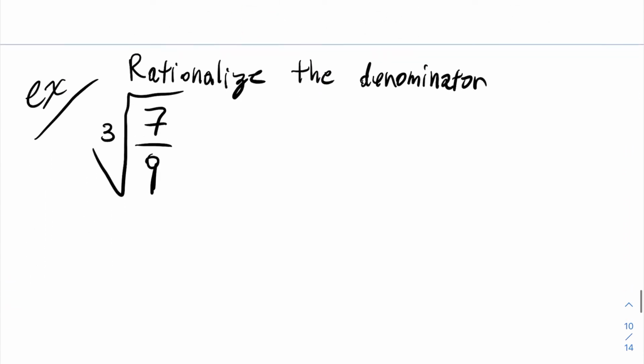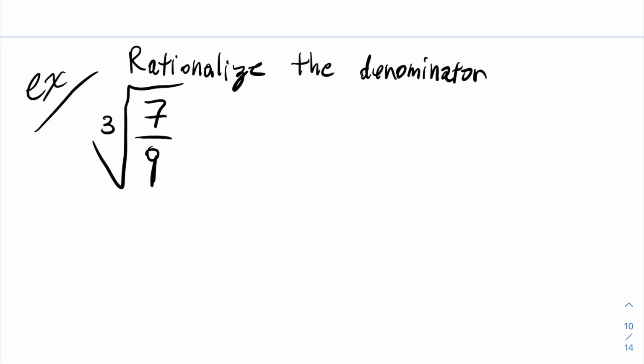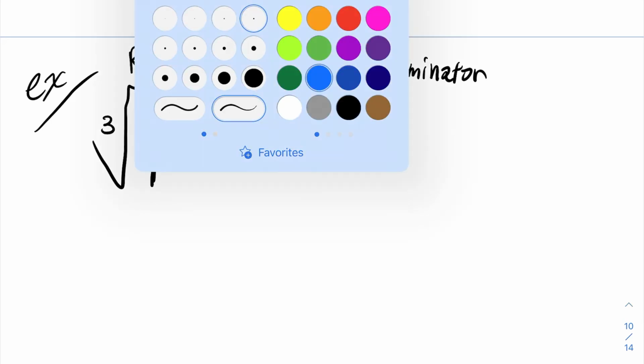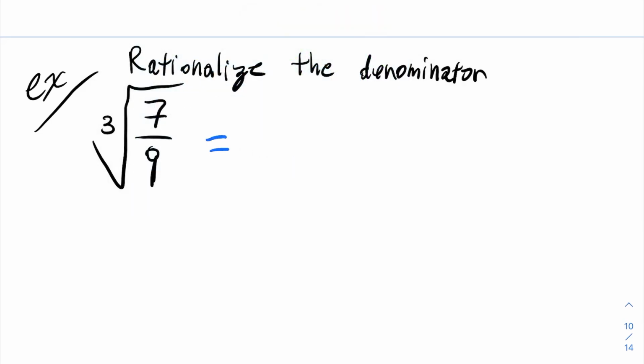Alright, let's try another one. Rationalize the denominator. Well, let's see here. We can break this thing up first into the cube root of 7 over the cube root of 9. That way I see what the irrational number is in the denominator. The irrational number is the cube root of 9.